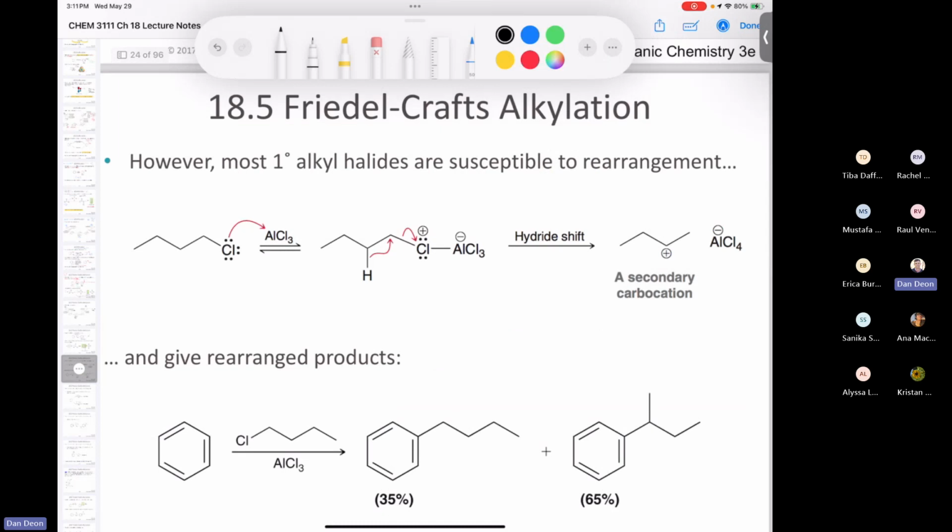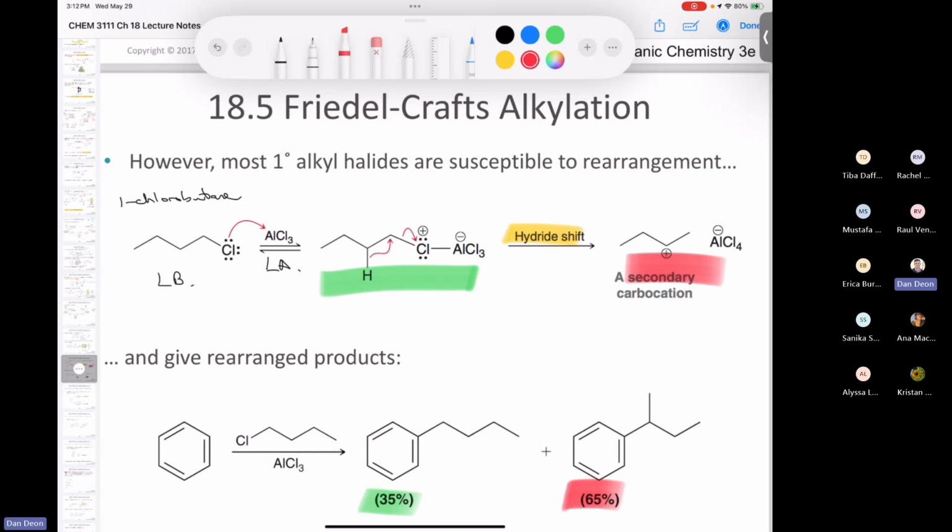However, what if you had 1-chlorobutane, and this is your Lewis base, aluminum trichloride is your Lewis acid. What's going to happen is they're going to form a complex that's shown here, but a primary carbocation is not going to be the most stable carbocation. A secondary carbocation after a hydride shift is going to be more stable. And so what you're actually going to have is a mixture of this intermediate, which is going to react to form this compound, and then this intermediate, which is going to react to form this compound.